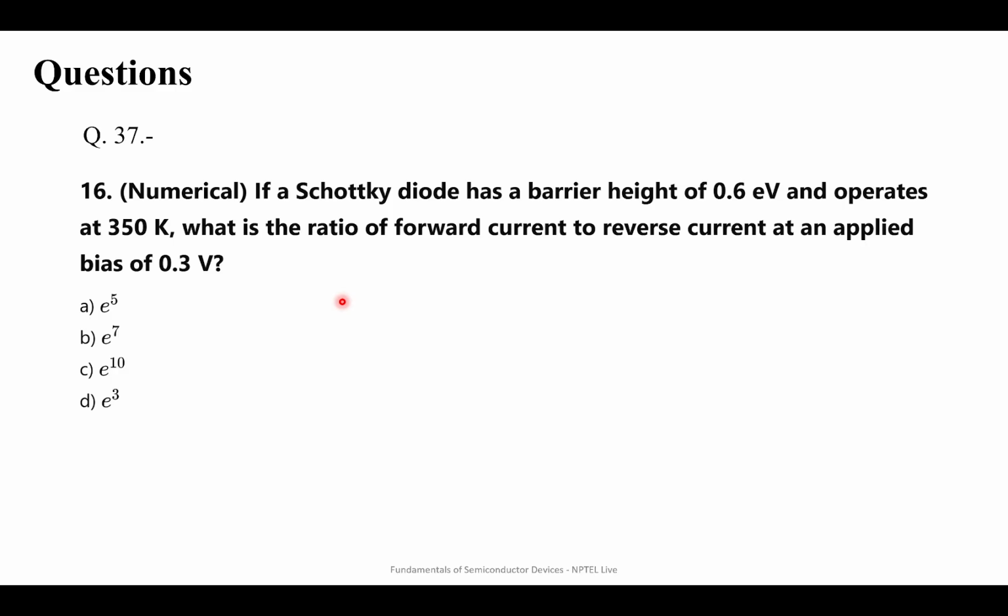So if a Schottky diode has a barrier height of 0.6 electron volts and operates at 350 Kelvin, what is the ratio of forward current to reverse current at an applied bias of 0.3 volts? So what will be the ratio of the current if you apply a forward bias of 0.3 versus a reverse bias of 0.3? e raised to power 5, e raised to power 7, e raised to power 10, e raised to power 3.